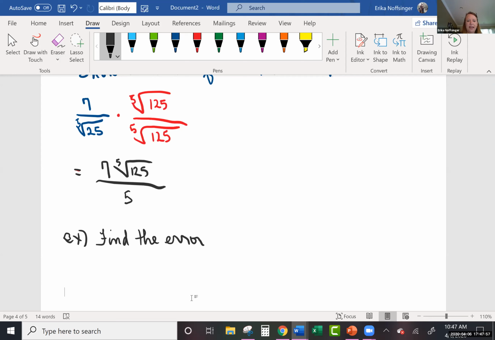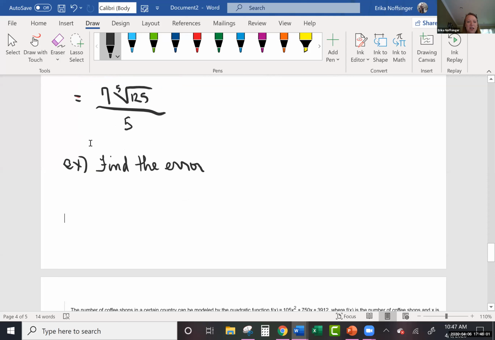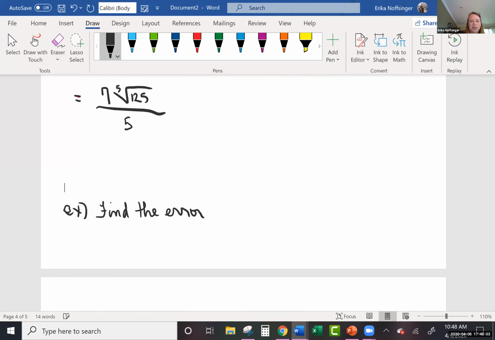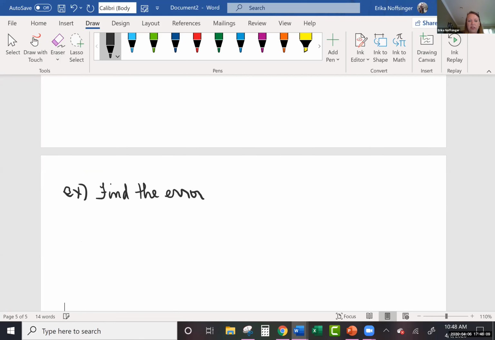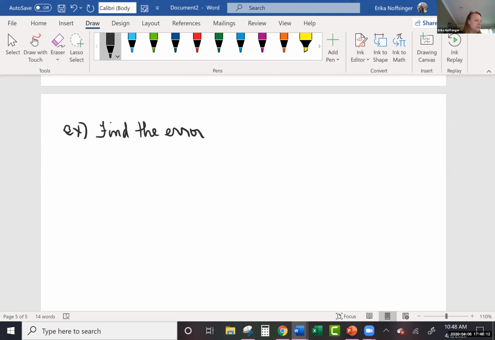So another way that I found that works is looking at problems, and it says, look at the following problem. So look at the student's work of the problem and then figure out what is wrong with it. So find the error.